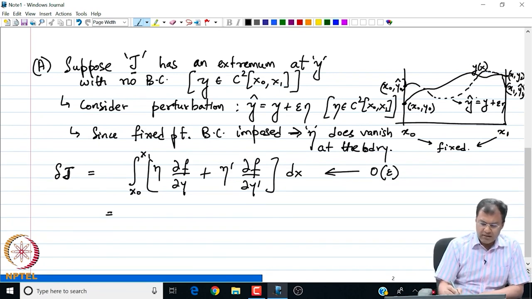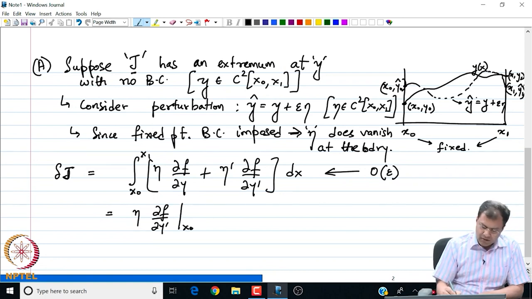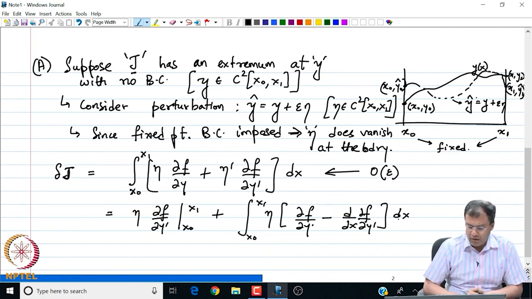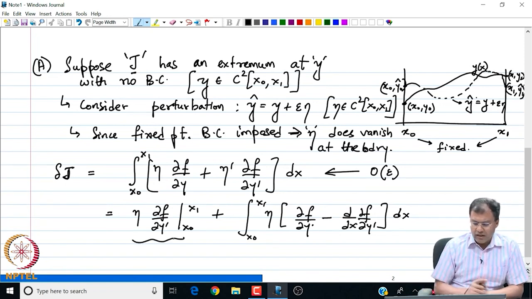From here what I get is we can do integration by parts, and we see that this is also equal to eta del f del y prime from x 0 to x 1 plus integral from x 0 to x 1 of eta times del f del y minus d dx of partial f partial y prime, okay, dx. So, this is the point where we used to impose our vanishing condition on eta for this first quantity, right, and then used to extract the Euler Lagrange equation. But now, since eta does not vanish at the boundary, the question is what next can be done.